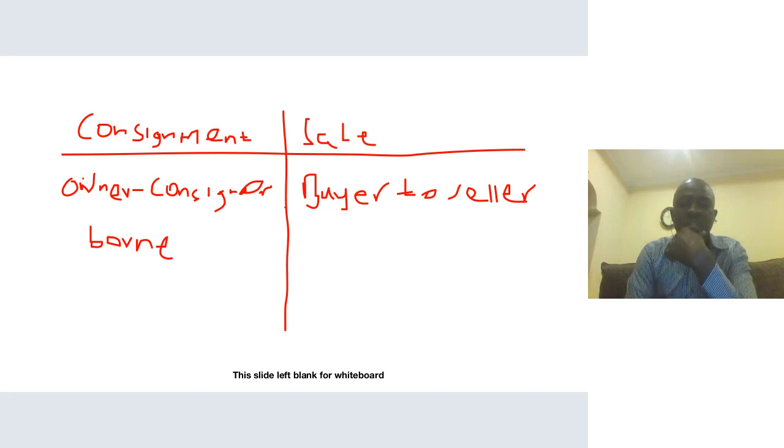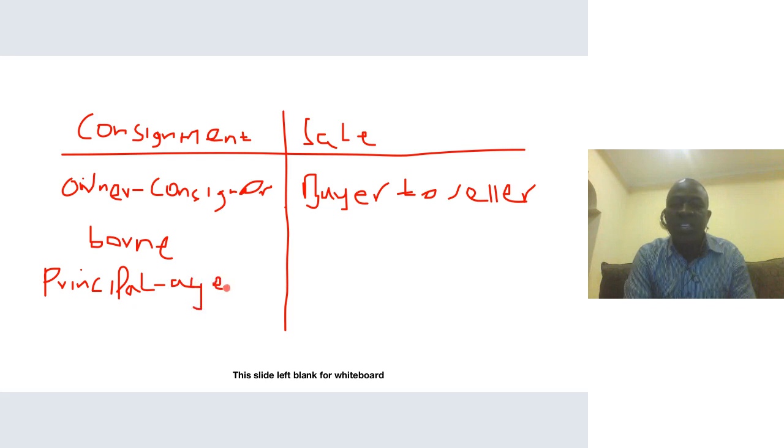Okay, in point number two, for the consignment, we are saying that the consignor and the consignee have got a principal agent relationship. So the relationship is that of the principal and the agent. But for the sale, the buyer and the seller have got what we call a creditor-debtor relationship.